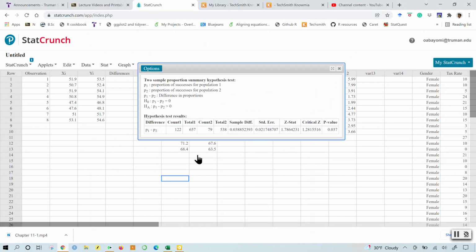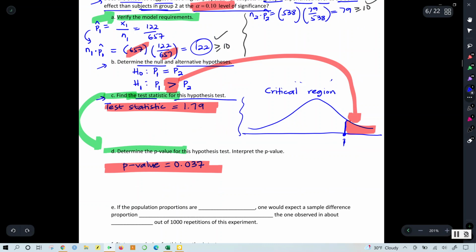So going back, my critical Z value is 1.28. So I'll take that back. This is 1.28. So values to the right, here is the rejection region. If this is the rejection region, then I need to check, where does my 1.79 fall? 1.79 on the number line is bigger than 1.28. So it is definitely further to the right. It falls in the rejection region.